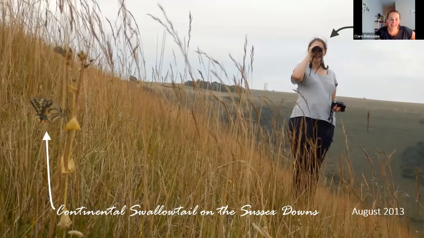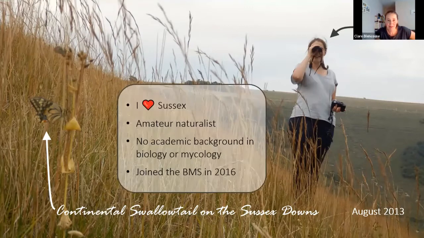So this is me, nearer the beginning of my forays into the world of biological recording. I started off getting particularly involved in recording butterflies, and there I am on the South Downs admiring a wild continental swallowtail, which was a very memorable day.